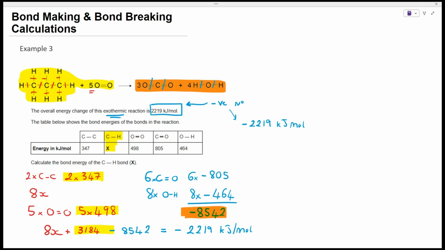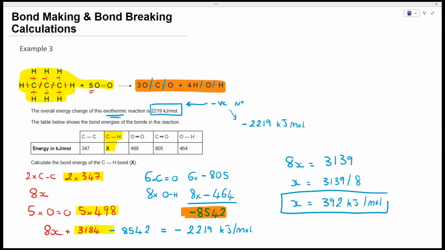There's a few ways we can do this, but essentially when you move everything around, you should get 8x is equal to 3,139, which then means x is equal to 3,139 divided by 8, which should give you an x value of 392 kilojoules per mole. So this question would be potentially up to 5 marks in an exam.